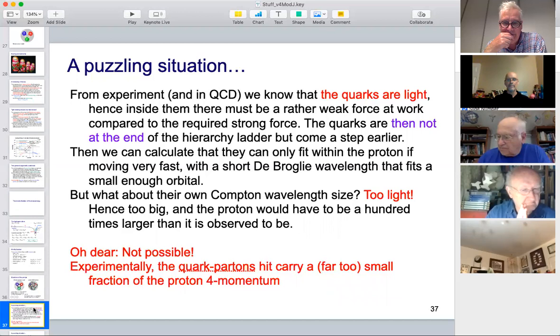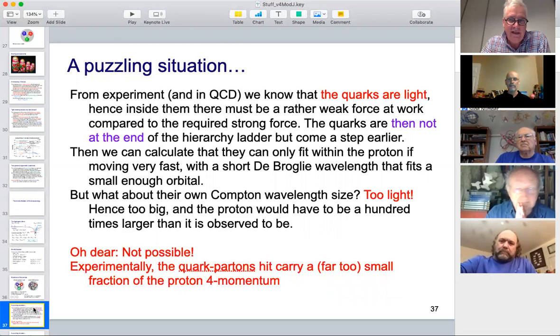Quarks are then not at the end of the hierarchy ladder, but come a step earlier than whatever that hierarchy is. And that hierarchy is supposedly to do with the gluon stuff. So, you know, there are problems with gluons. I'll come to that at some other talk, I think. So we can calculate they can only fit in the proton if they're going pretty fast. That would mean a small de Broglie wavelength, which means they fit in a small enough orbital, 10 femtometer.